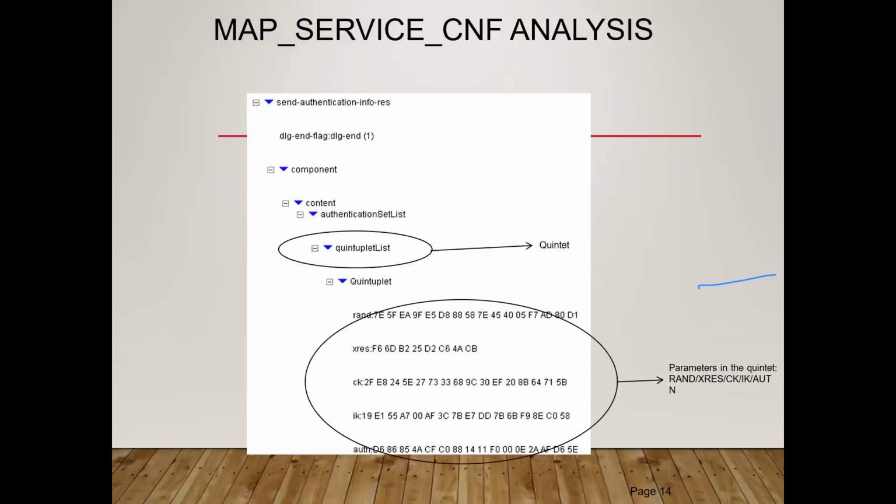So this is the response of the HLR. HLR will send you the quintuplet set. It will send the random number, the expected response, the ciphering key, the integrity key, and the authentication token. So this is one set. It will send 5 different sets, or according to the sets that have been requested. This is how you identify that the HLR is sending a successful response and it has sent the quintuplets.